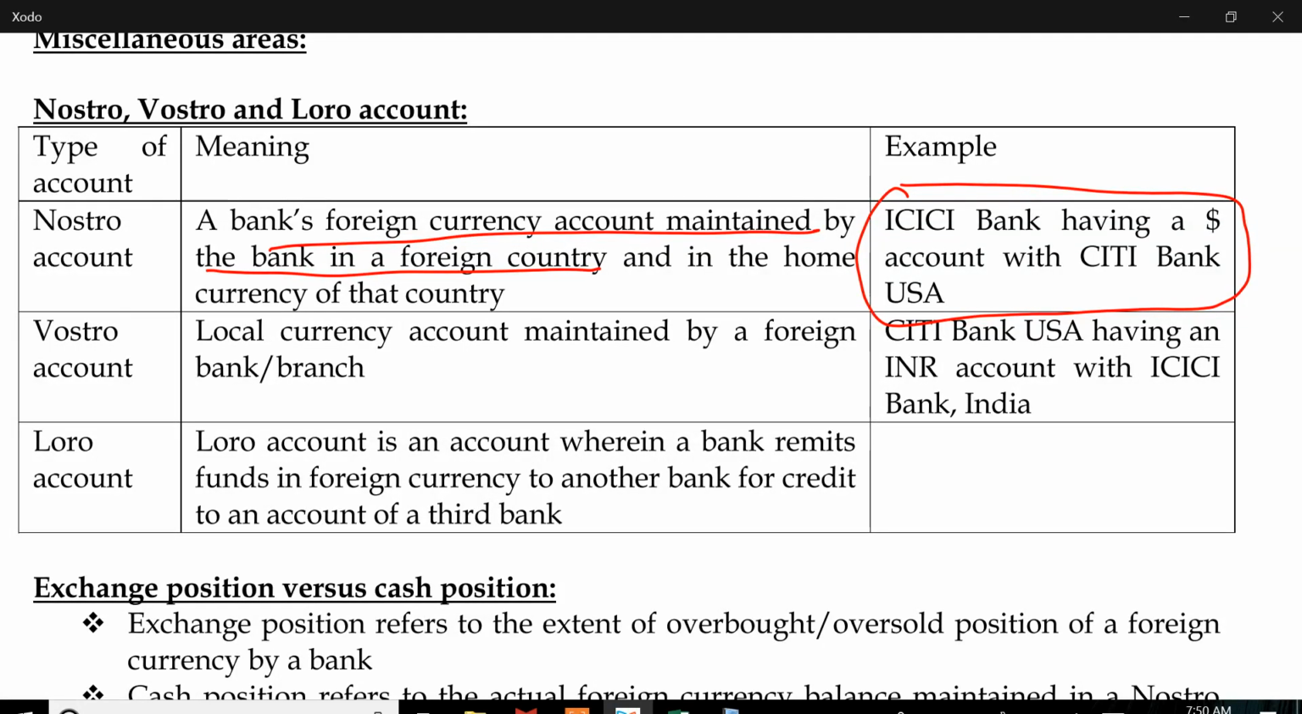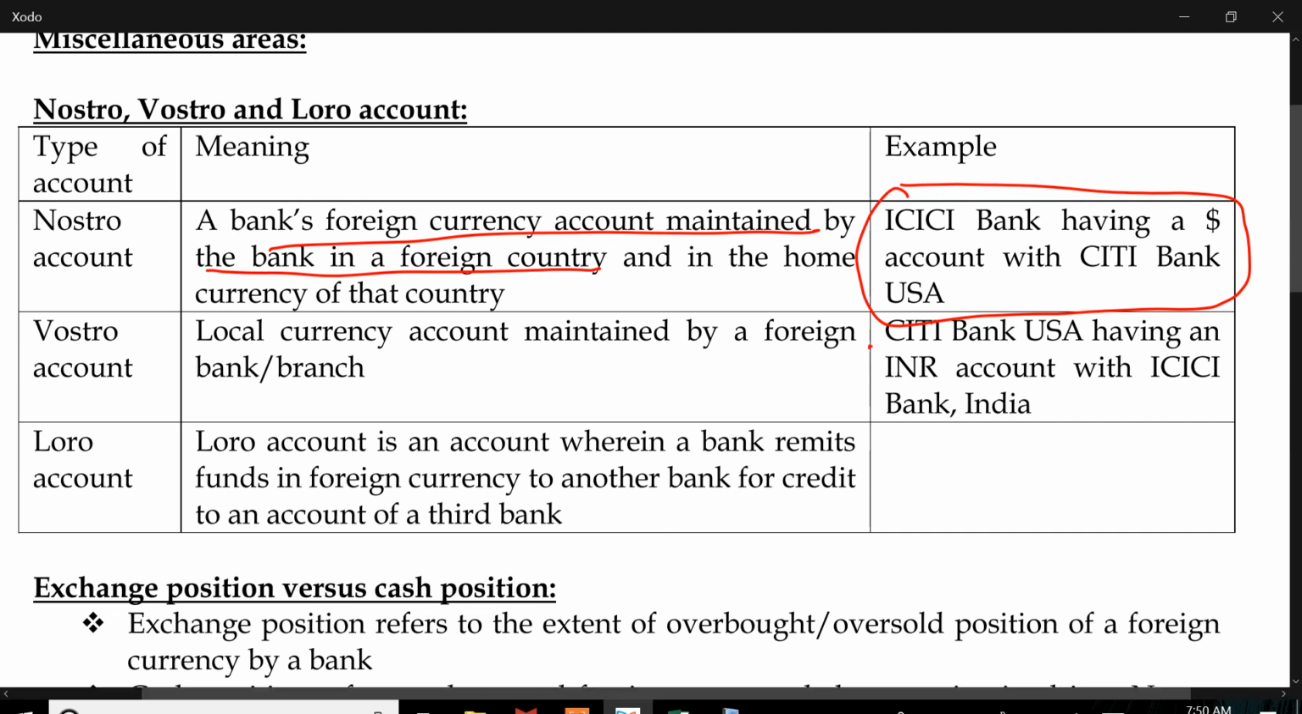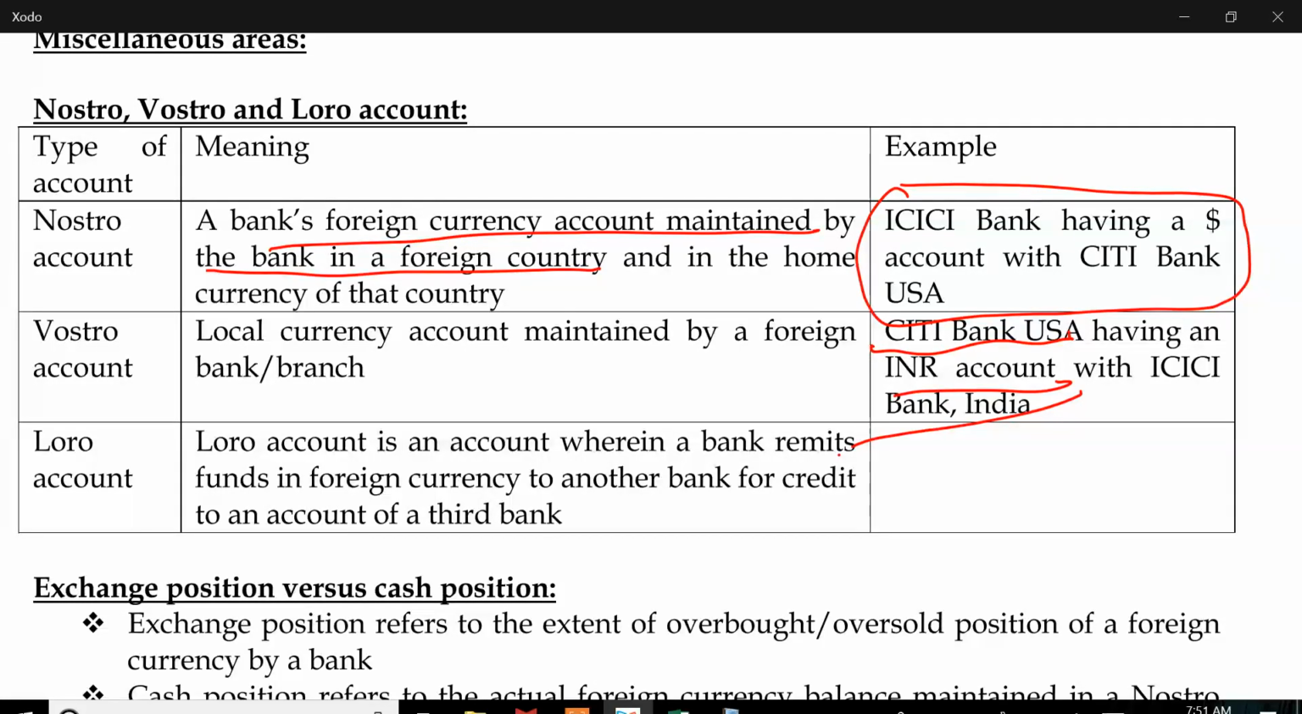Vostro is exactly opposite. Citibank USA having an INR account with ICICI Bank India. What is a Loro account? In case ICICI Bank wants to transfer some amount from their home currency account in India to their Nostro account, if they can do a direct transfer, Loro is not required.